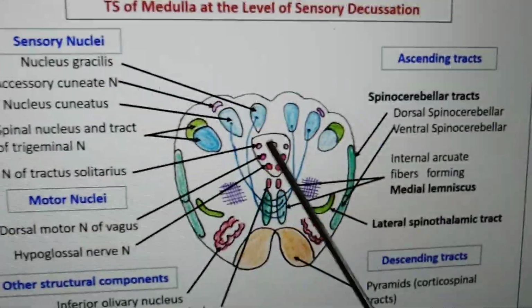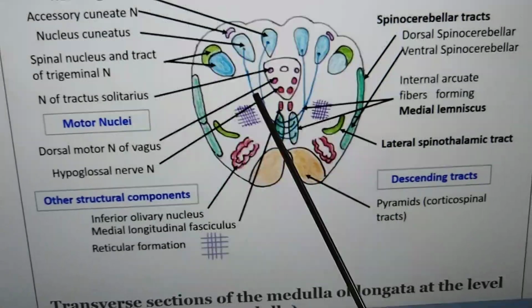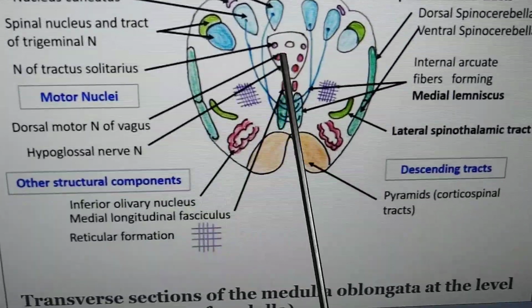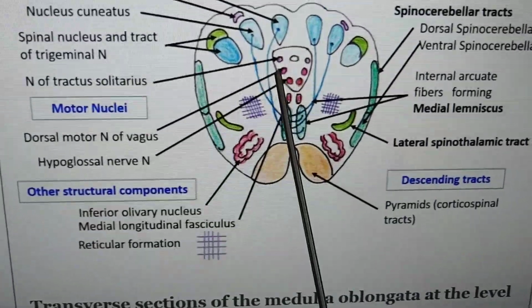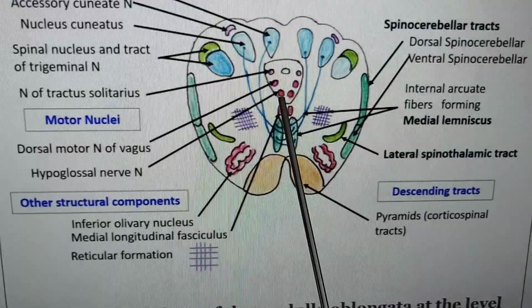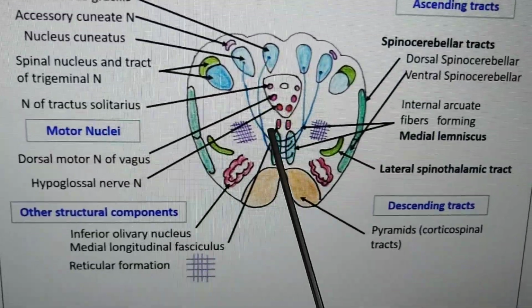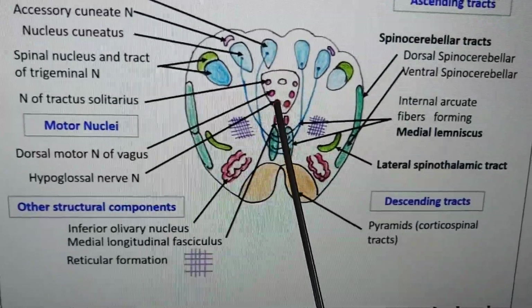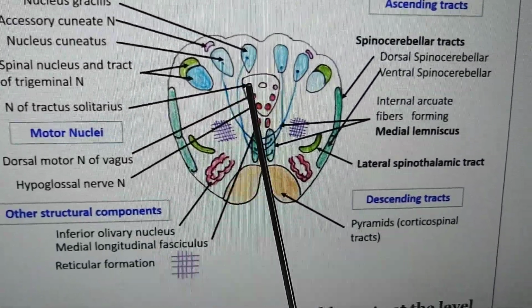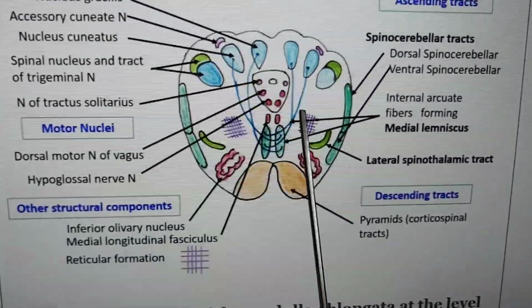Okay. Now we have the motor nuclei. Here we have the dorsal motor nucleus of vagus, and we have the hypoglossal nerve nucleus. So in the gray matter, from medial to lateral, we have the hypoglossal nucleus, dorsal motor nucleus of vagus, and nucleus of tractus solitarius.